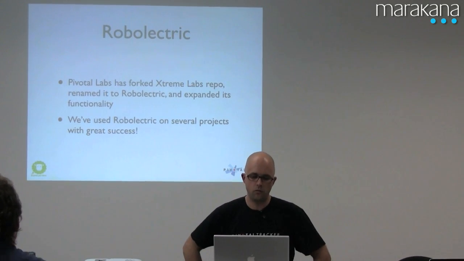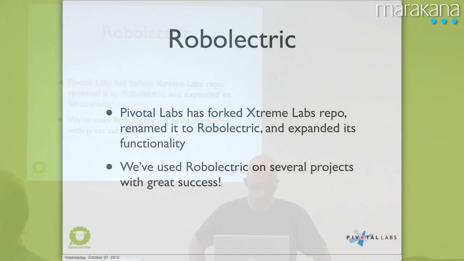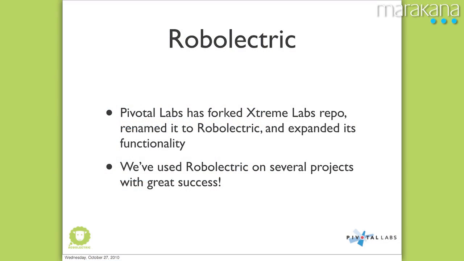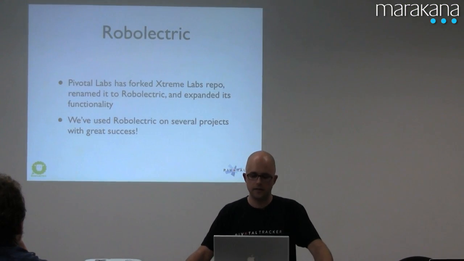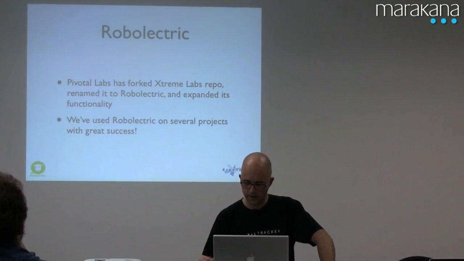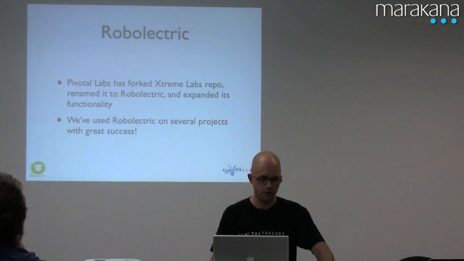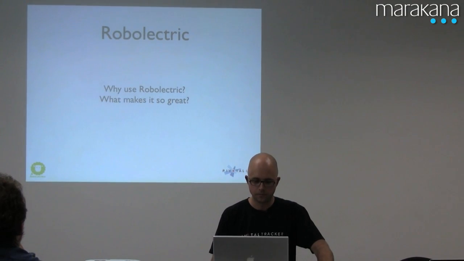At Pivotal, we forked their repo and we renamed it Robolectric. It used to be called Droid Sugar. I don't know if anybody was even familiar with it. It's been out there for a little while, but I don't think anybody even knew it existed. So we're here trying to publicize it a bit. We've renamed it, we expanded its functionality, and we've used it on several projects now, and we love it. We think it's great. We want to share it with the world, and we want to get everybody else's energy behind it because we think this can go places.